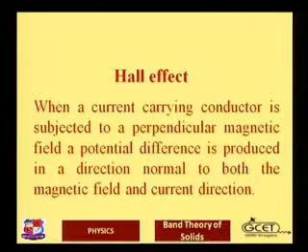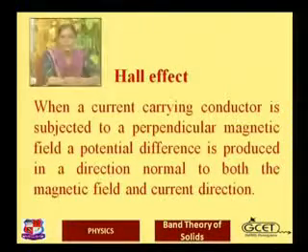The next topic is Hall effect. When a current carrying conductor is subjected to a perpendicular magnetic field, a potential difference is produced in a direction normal to both the magnetic field and the current direction. So what does that mean? It says that this is called the Hall effect.